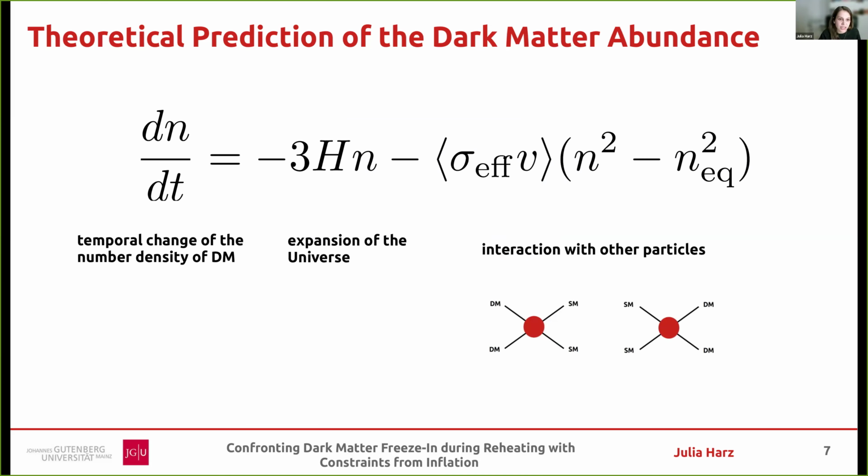As I said before, thanks to the Planck measurement, we have a very precise value of the relic abundance. This allows us to theoretically predict our relic abundance, and we can do this with the well-known Boltzmann equation. We can describe the temporal change of the dark matter density in the evolution of the universe by taking into account the expansion of the universe on the one hand, and on the other hand, the interaction with the other particles, depending on your dark matter model.